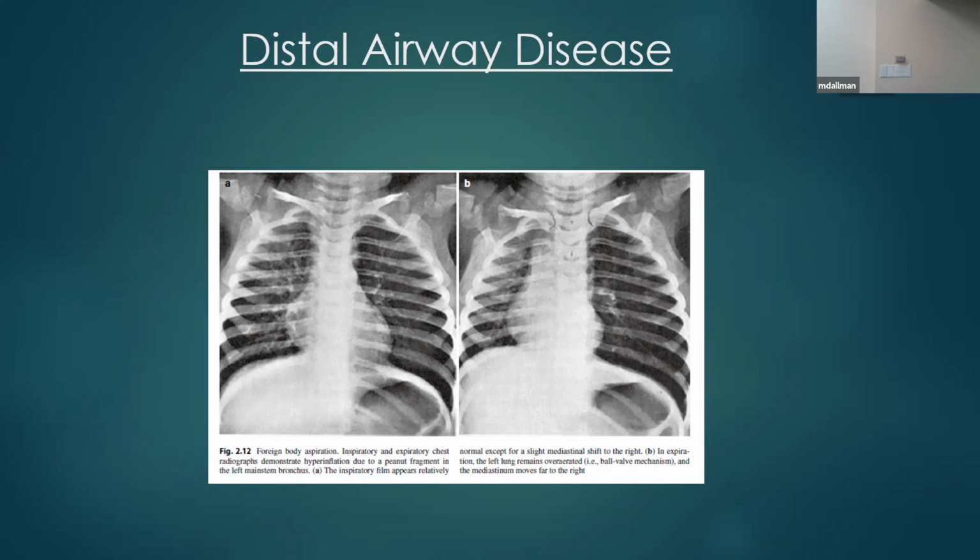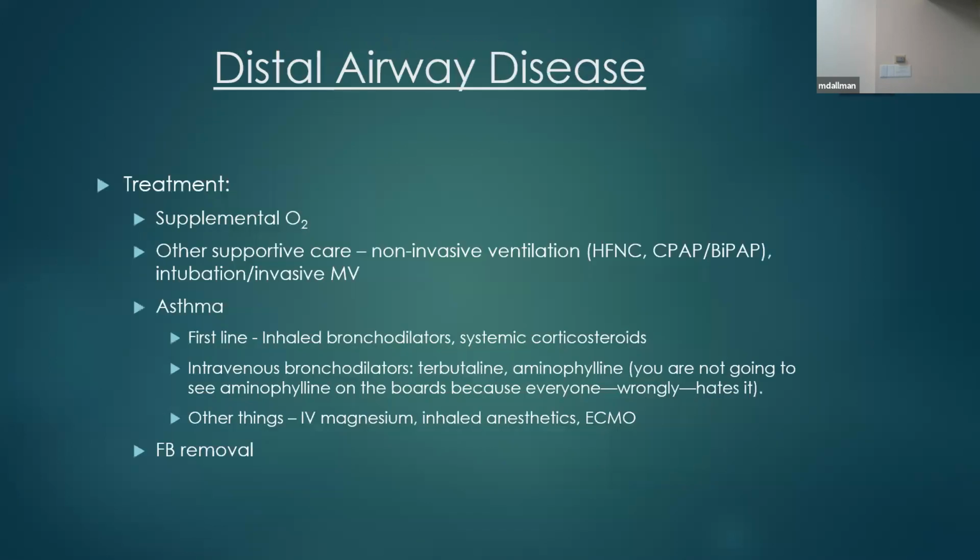And if you get a picture like this, what is happening? This is an expiratory film. Exactly, it's a ball valve mechanism. So it sits there, air coming in. On expiratory, what you'll classically see is the mediastinum shifting away from the side of the foreign body, and this left side is hyperinflated. It's a little bit that way on inspiratory, but you see there's a difference between inspiratory and expiratory. That's usually a tip-off that it could be a foreign body.